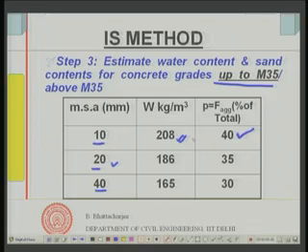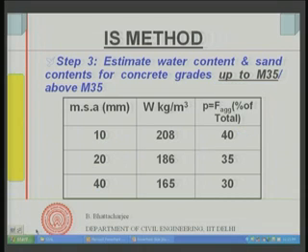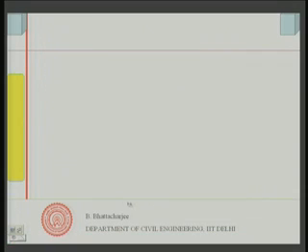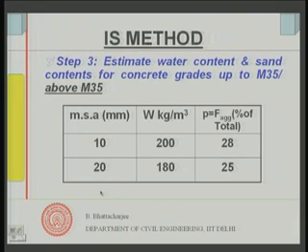For other conditions, adjustments or corrections are given, and this table is valid only for concrete grade up to M35. A similar table is available for concrete grade higher than M35, and this table is like this, you see.